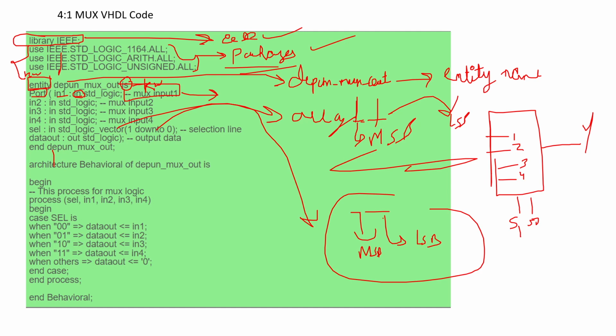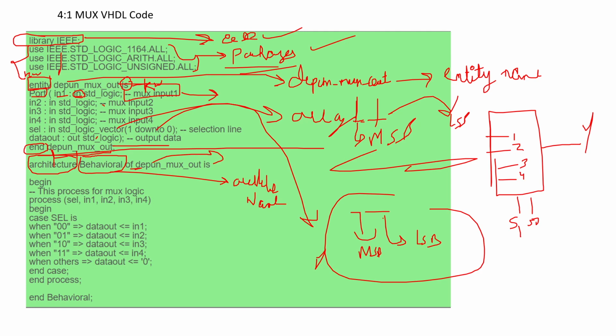And then there is a semicolon, and then a comment, selection line, and then I have data out, which is the output, std_logic output data. Then I am ending my entity by using the keyword end, and then dpun_mux_out, which is my entity name, similar to this one. After that, we need to define the architecture, so we'll use the keyword architecture. This is the architecture name, and this is a keyword. This is dpun_mux_out, the entity name.